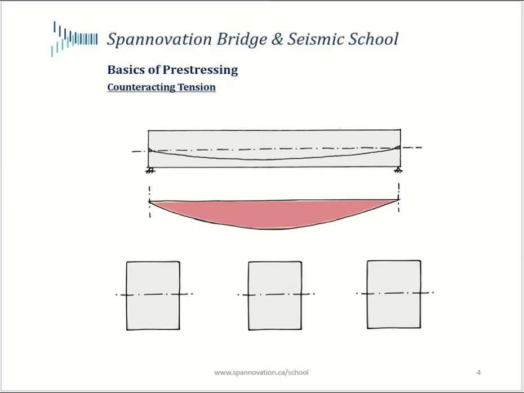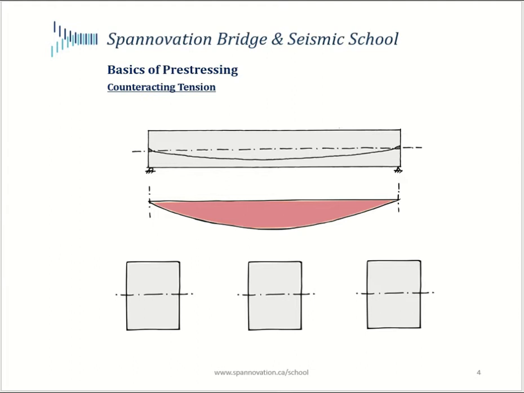So we know that the intent of pre-stressing is to eliminate tensile stresses in concrete as best possible. And it does so by producing a state of internal stress that counteracts the stresses produced by external loading. For example, in the case of a simply supported beam that you see on your screen, the bending moment diagram follows a parabolic shape with the maximum moment occurring at midspan and moments at the ends reducing to zero.